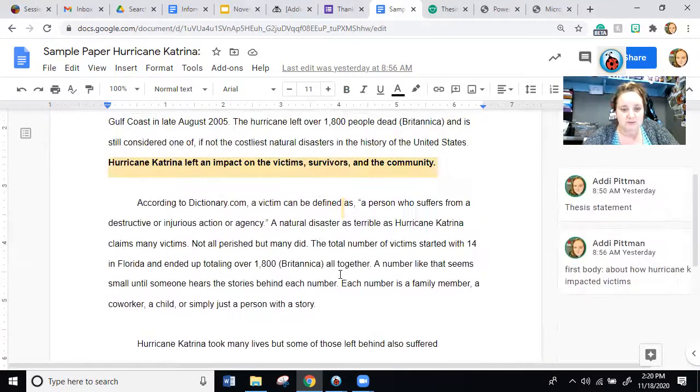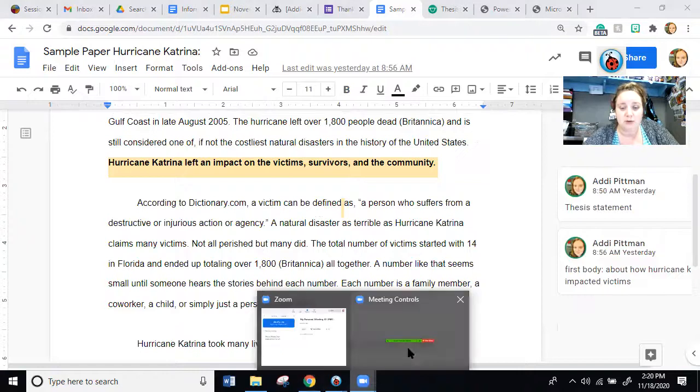Now, I know just by looking at this that I'm going to break my victims part into smaller paragraphs. That's very possible as well. But I want you to just keep that in mind as you keep going. Introductions are very important. I also have some sample introductions you guys can look at if you want.